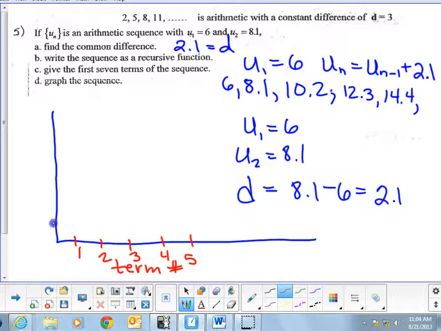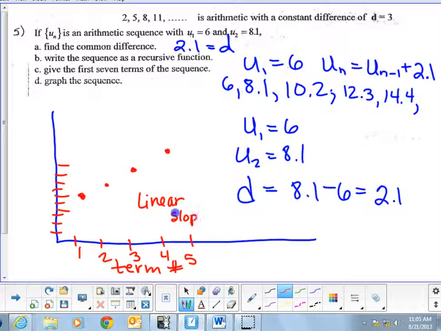What's the first value? Oh, okay, so I shouldn't count by ones, or I should make my little lines closer together. 1, 2, 3, 4, 5, 6 is term 1. And 7, 8, term 2 is 8.1. 9, 10, a little bit above that should be term 3. The bottom line is it should be looking like what? A line. Okay, that's going up by 2.1 every time.